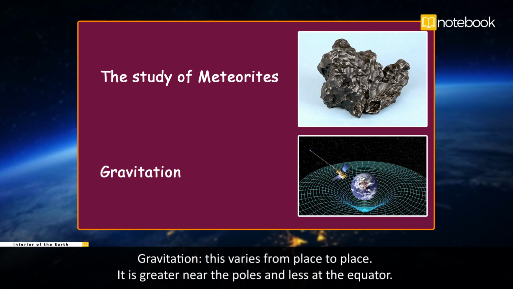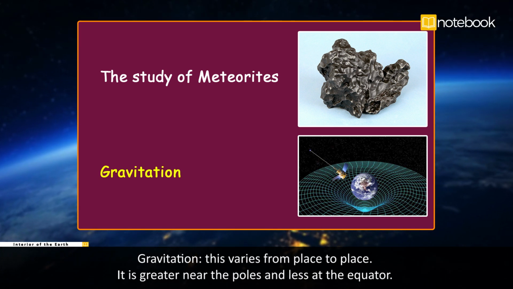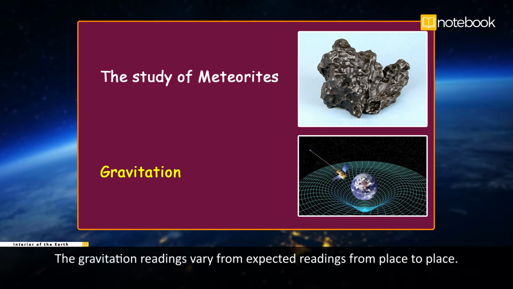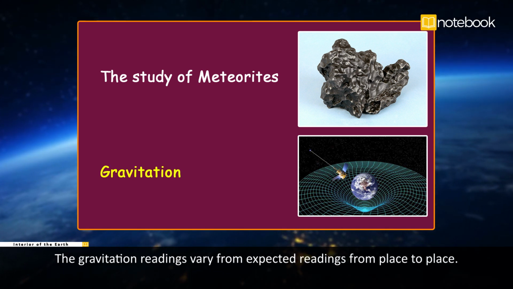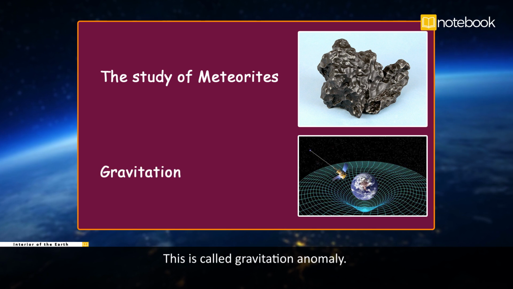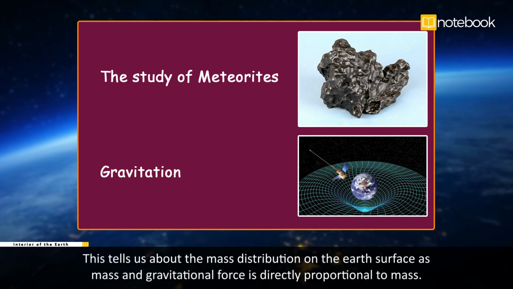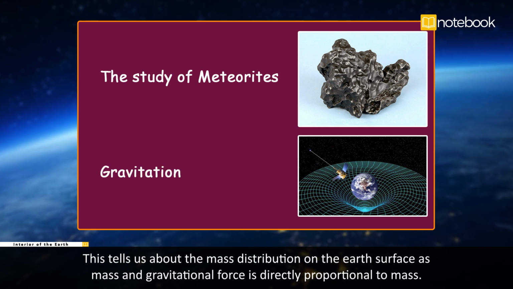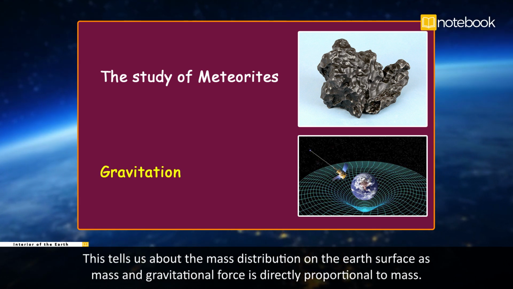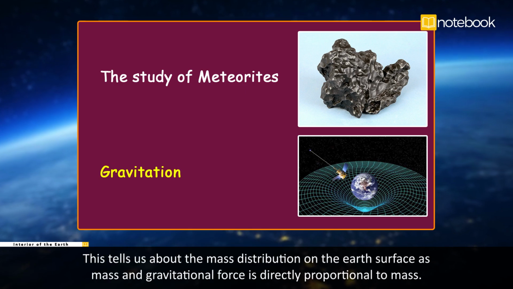It is greater near the poles and less at the equator. The gravitation readings vary from expected readings from place to place. This is called gravitation anomaly. This tells us about the mass distribution on the Earth's surface, as mass and gravitational force is directly proportional to mass.